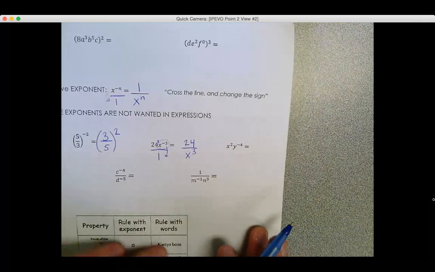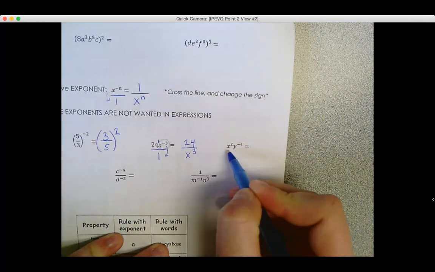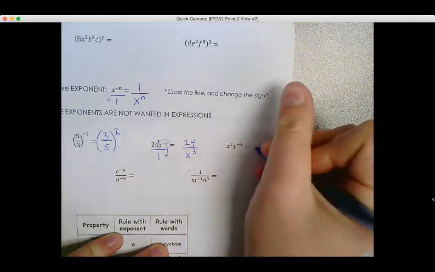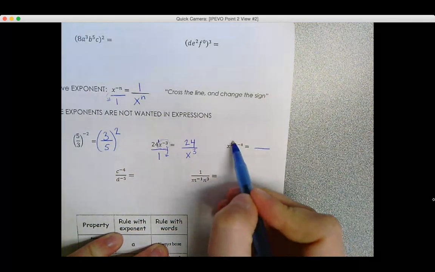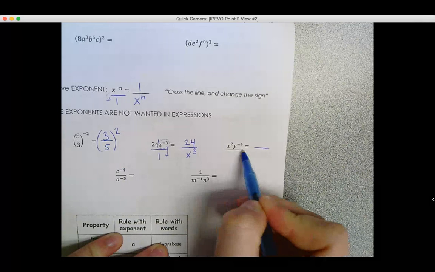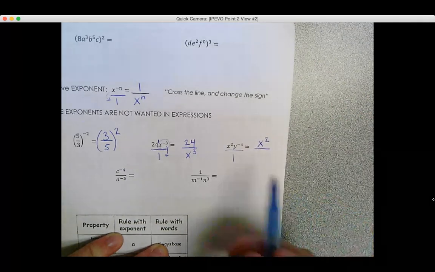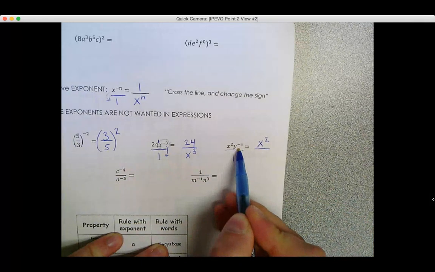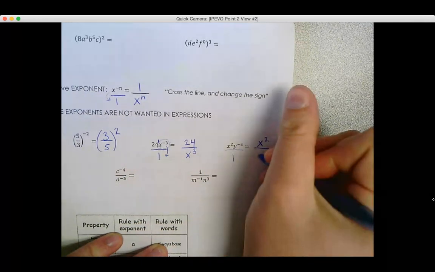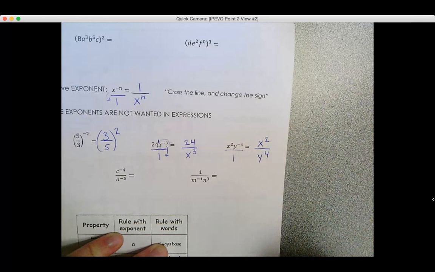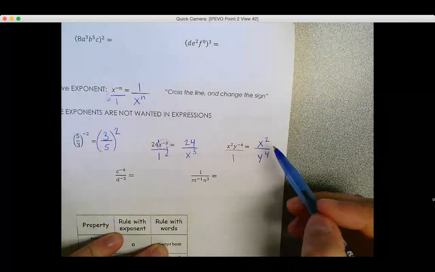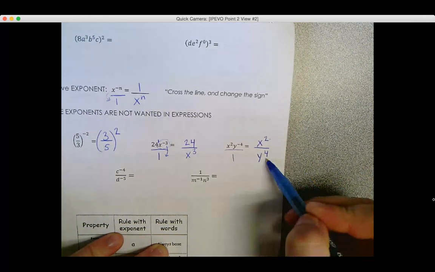Okay, same thing with the next example. Some of these are negative, some of these are positive. So our new fraction, everything positive will stay. Okay, it's really on top right now, so we'll keep it on top. But this y will have to move to the bottom in order to make it positive. Okay, so keep the positives, move the negatives.